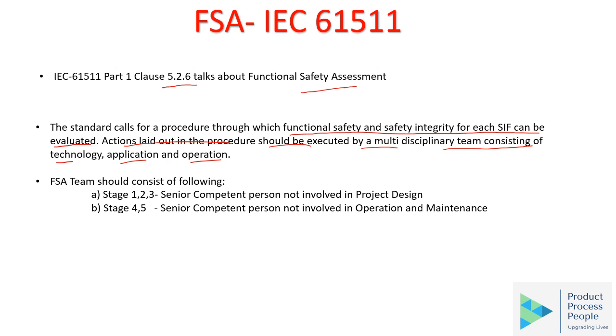It also provides guidelines about the FSA team. For stages 1, 2, and 3, there should be a senior competent person not involved in project design. And for stages 4 and 5, there should be a senior competent person who is not involved in operation and maintenance activities. Apart from this, if our SIS population is very big and our FSA team is very big, then we can have multiple senior competent persons to oversee the overall activity.